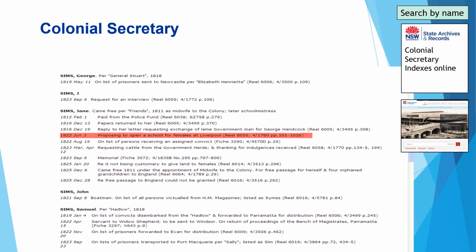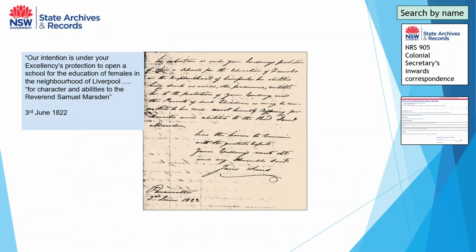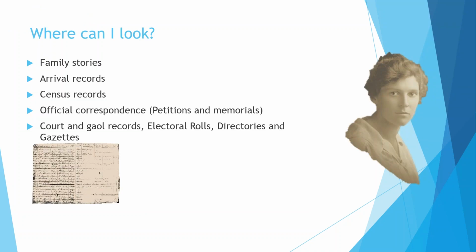Colonial secretary is always a resource to start with or to use when you're doing family history. And in this case, we've seen a reference to Jane Sims proposing to open a school for females. It leads through to this being the last page of her memorial, and it talks about her wanting to start a school for females in the neighbourhood of Liverpool. She's also listed Reverend Samuel Marsden as her referee. You can also see listings for occupations in things such as court and jail records, electoral rolls, directories and gazettes.